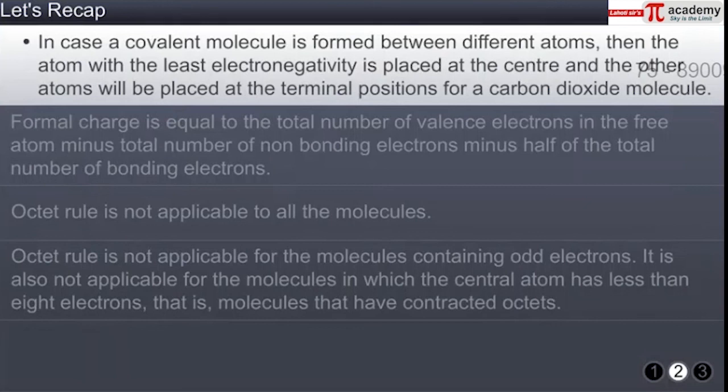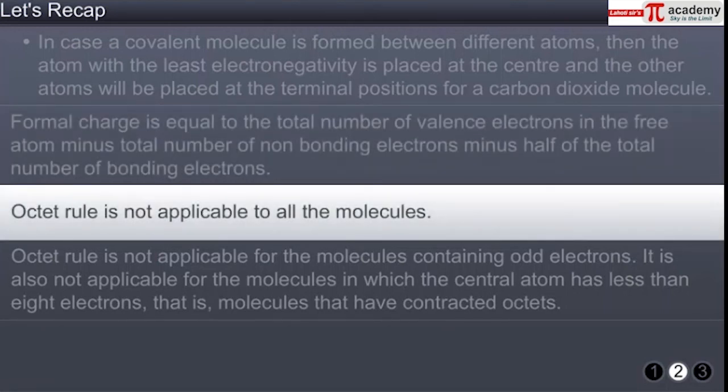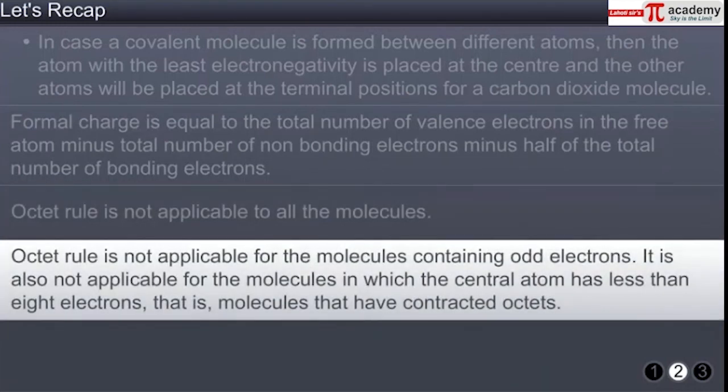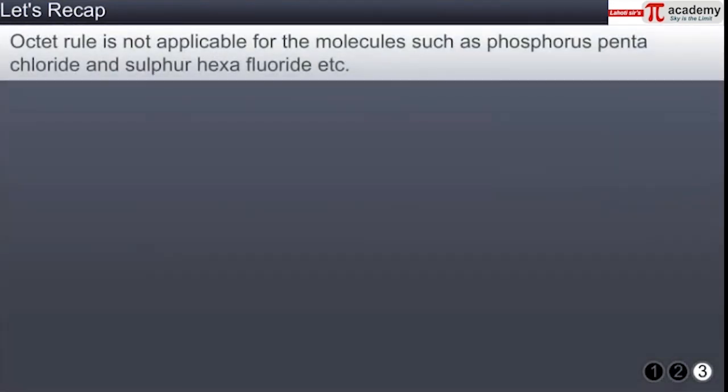In case a covalent molecule is formed between different atoms, then the atom with the least electronegativity is placed at the center, and the other atoms will be placed at the terminal positions, as for a carbon dioxide molecule. Formal charge is equal to the total number of valence electrons in the free atom minus total number of non-bonding electrons minus half of the total number of bonding electrons. Octet rule is not applicable to all the molecules. Octet rule is not applicable for the molecules containing odd electrons. It is also not applicable for the molecules in which the central atom has less than 8 electrons, that is, molecules that have contracted octets. Octet rule is not applicable for the molecules such as phosphorus pentachloride and sulfur hexafluoride, etc.